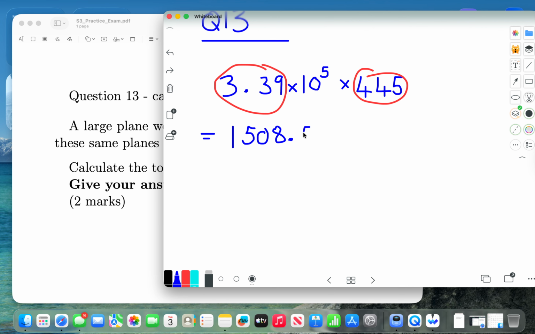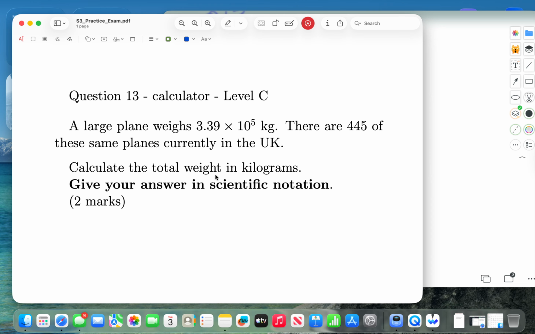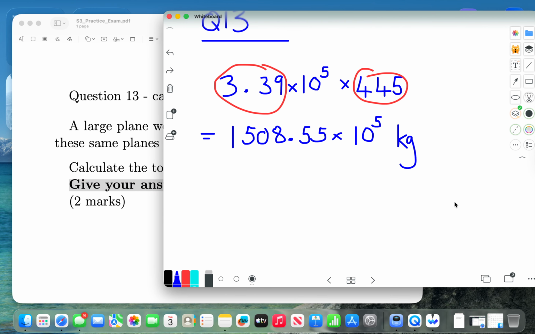1,508.55 times 10 to the power of 5 kilograms. We are told to give the total weight in kilograms. So we've given the total weight, but the issue is the question asks us to give the answer in scientific notation. The problem, pause the video if you want and have a think what the issue is. It's really simple.